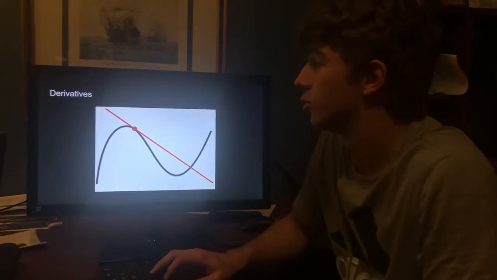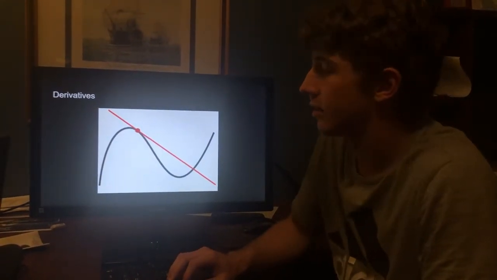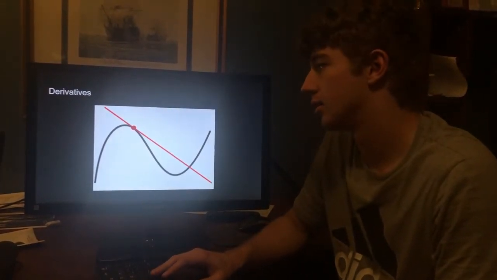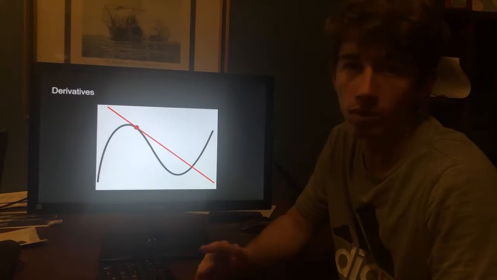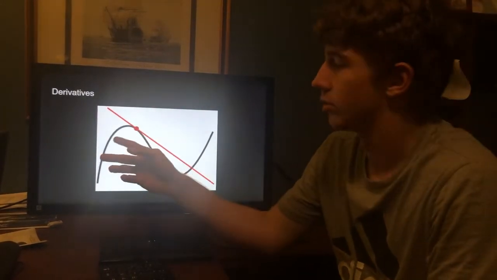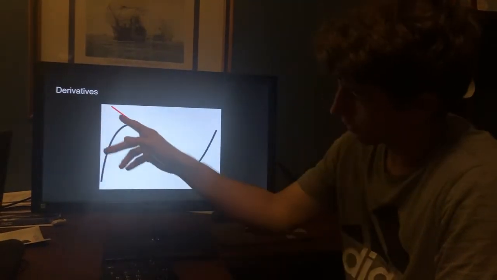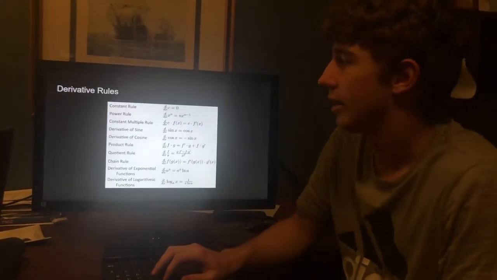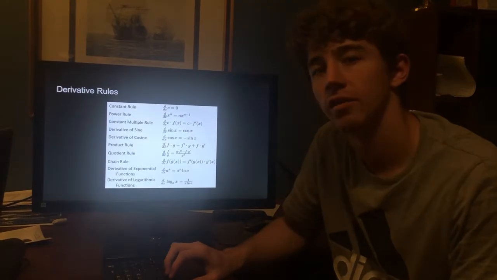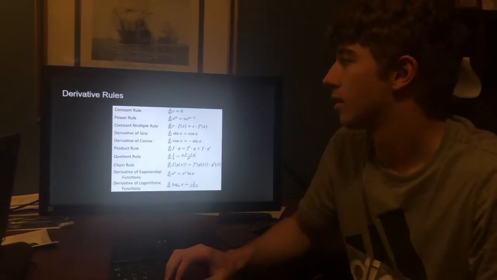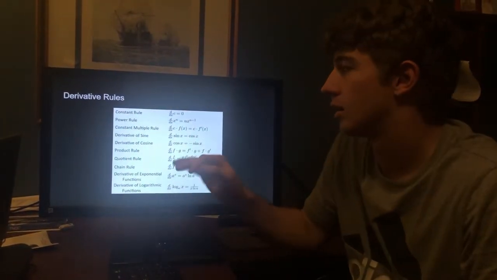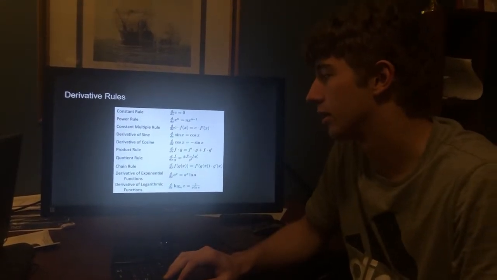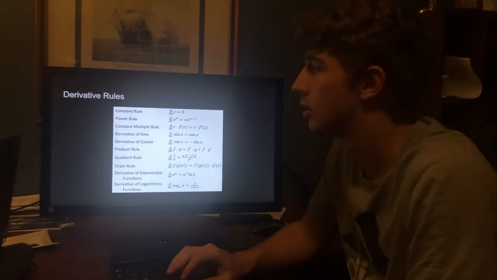And then a derivative is the tangent of a graph at a certain point, and a tangent is just where the line touches that exact point once. So for example here, the derivative of this graph is this red line right here because it touches at that point. And here's some of the rules you learn during the year of derivatives. So like the constant rule is something you use a lot, the power rule, the product rule. You use all these for most of the year. They come up very often.